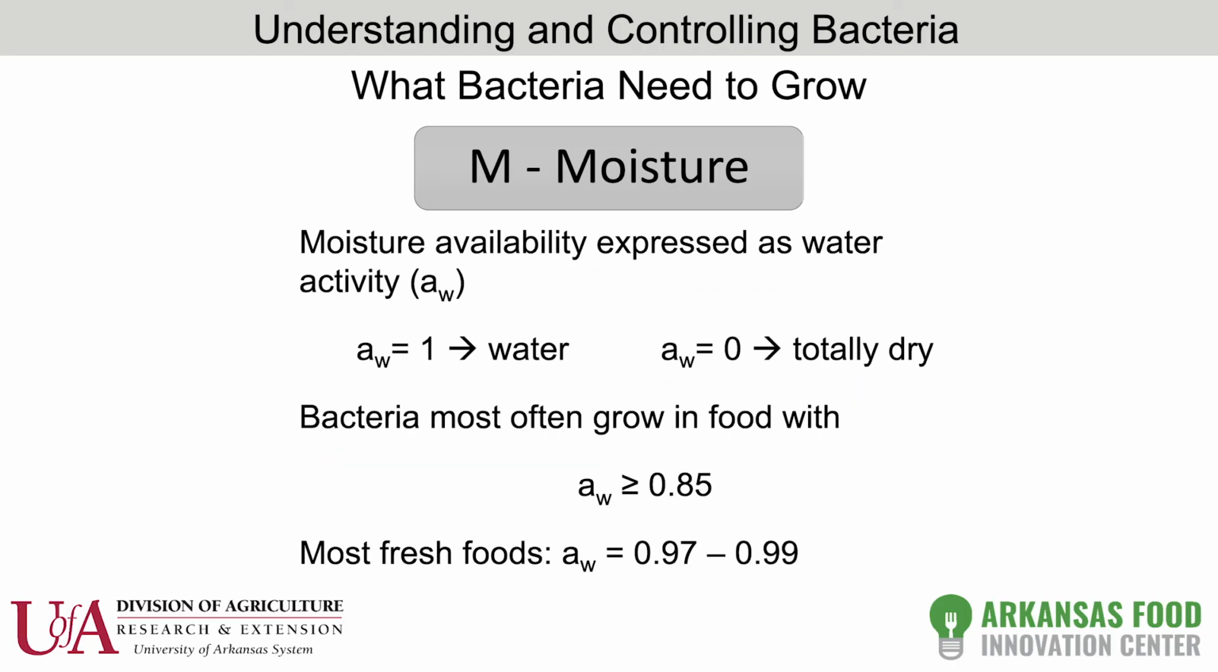The measure of the amount of water available to dissolve nutrients is called water activity, represented by A_W. The water activity scale ranges from 0, which is no water available, to 1, pure water. Most bacteria need a water activity level of greater than or equal to 0.95 for growth. Most fresh foods have a water activity greater than 0.97.